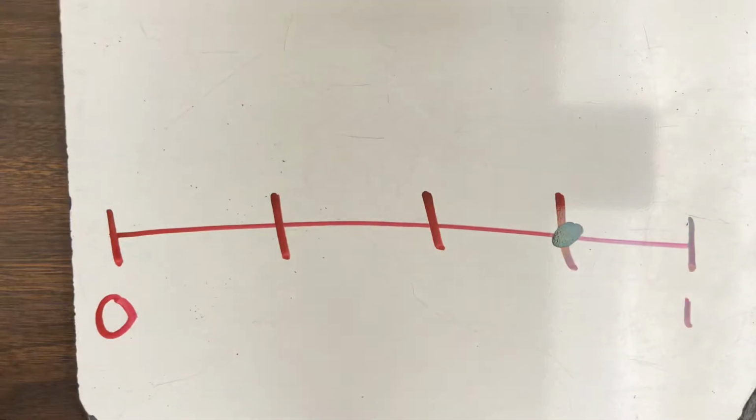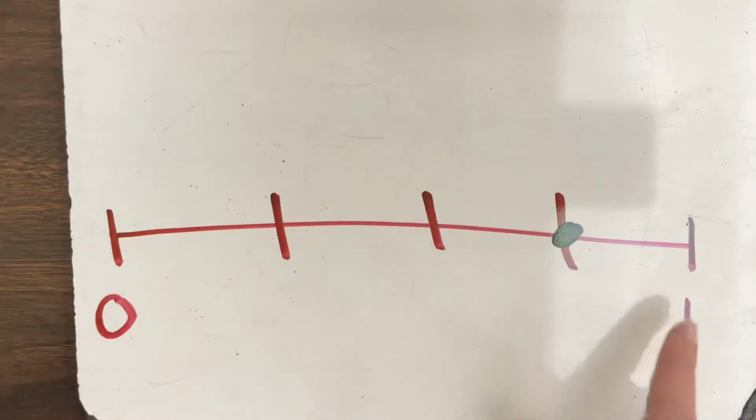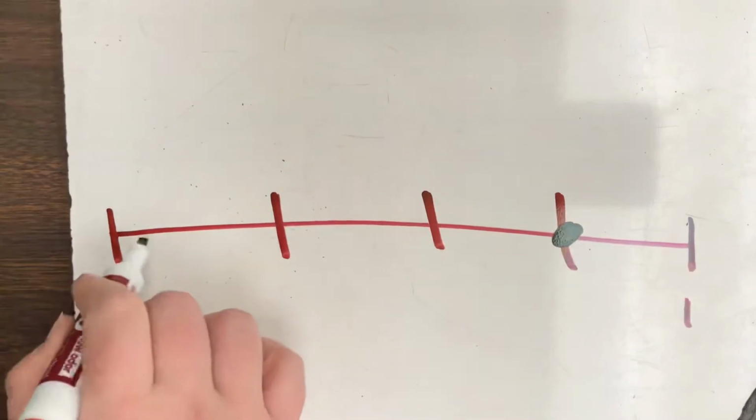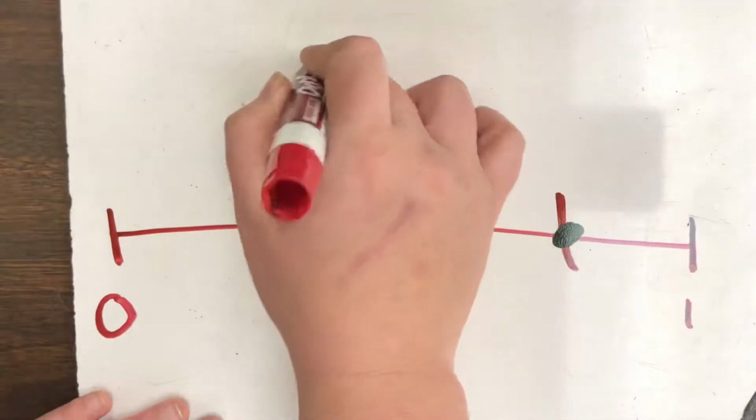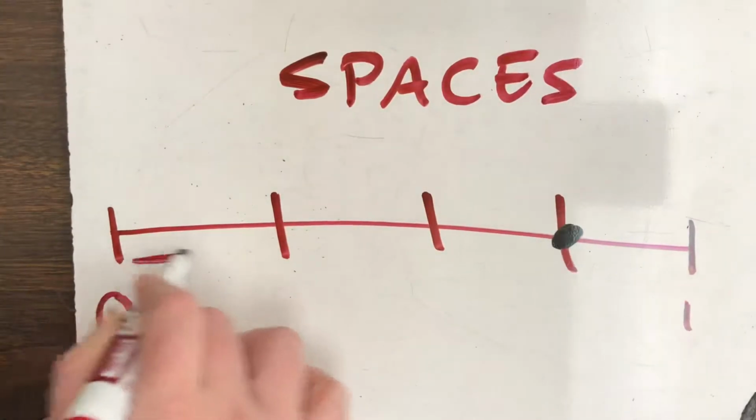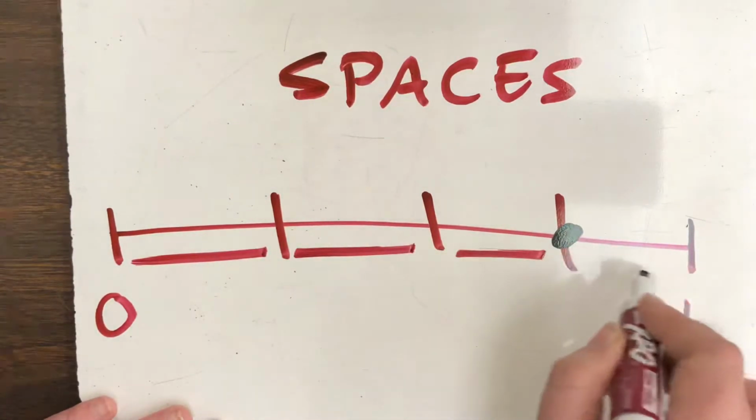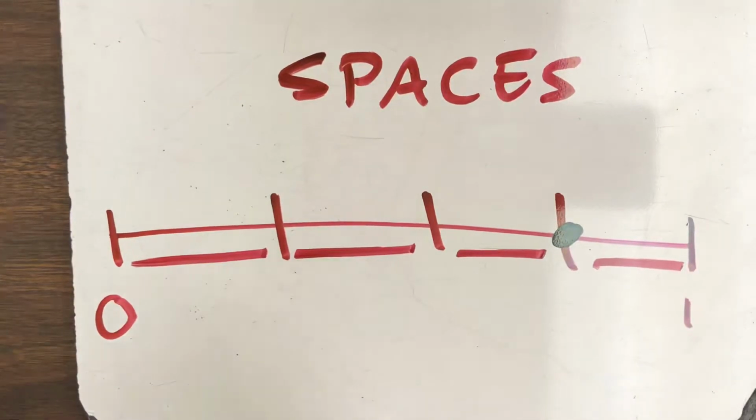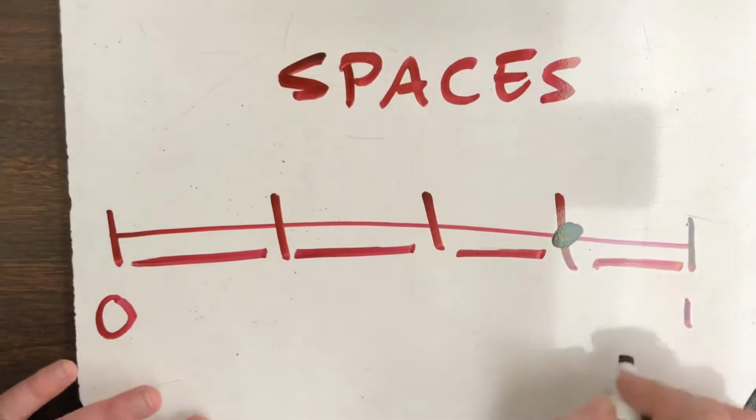When you are finding the denominator, you do not count the number of tick marks because you would say 1, 2, 3, 4, 5, and 5 is not the denominator. The denominator is how many spaces. So count the spaces, okay? So we have 1 space, 2 spaces, 3 spaces, 4 spaces. So I know that for all of my fractions on this number line, the denominator is going to be 4.